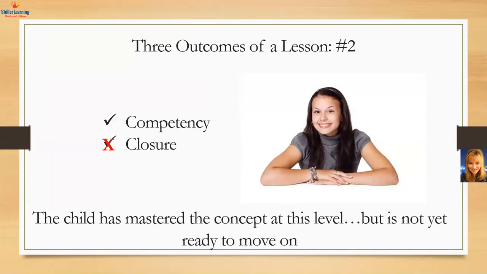Okay, so the second possible outcome of a lesson is that the student achieves competency, but not yet closure. The student gets it, but they want to repeat that activity, that lesson, over and over and over. This usually happens when the dominant learning style of the student and the dominant learning style of the lesson match. They've not yet gleaned every possible benefit from this activity.